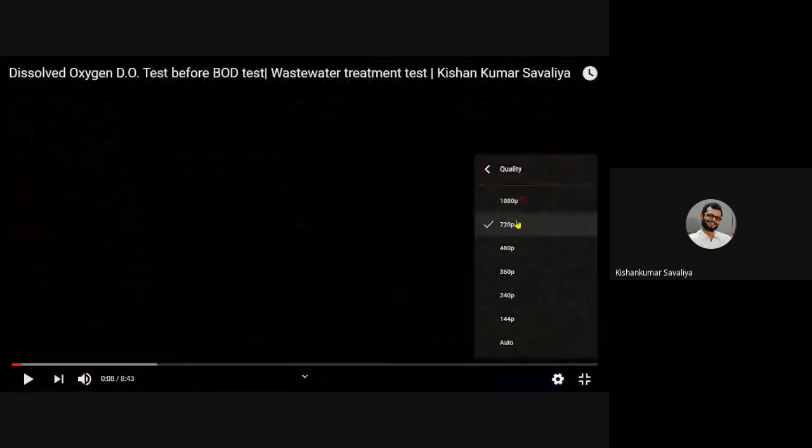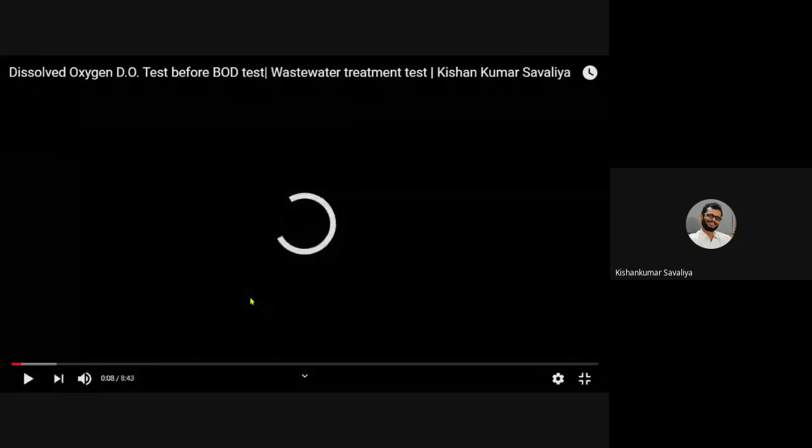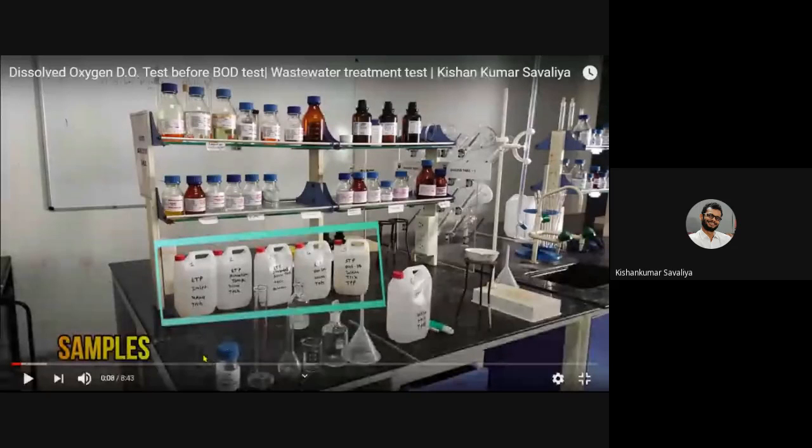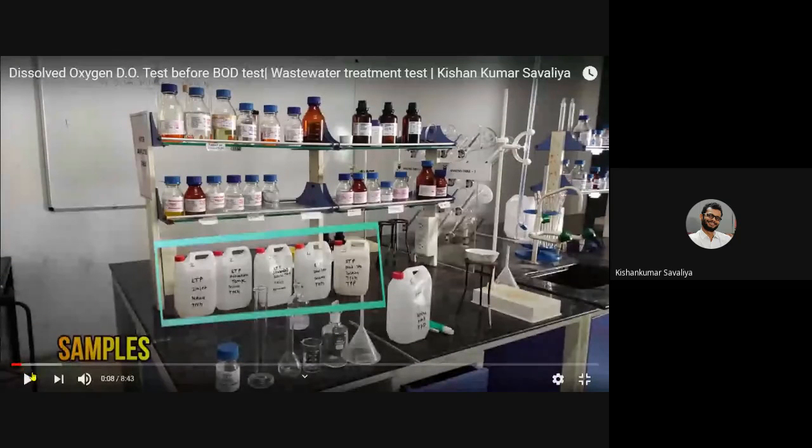So these are the test samples which we require to collect from the inlet and outlet of the plant. You can see in the square box, these are our samples. We need to take the sample from the water treatment plant. Either you can take the sample from the inlet or outlet, both ways you can get it.